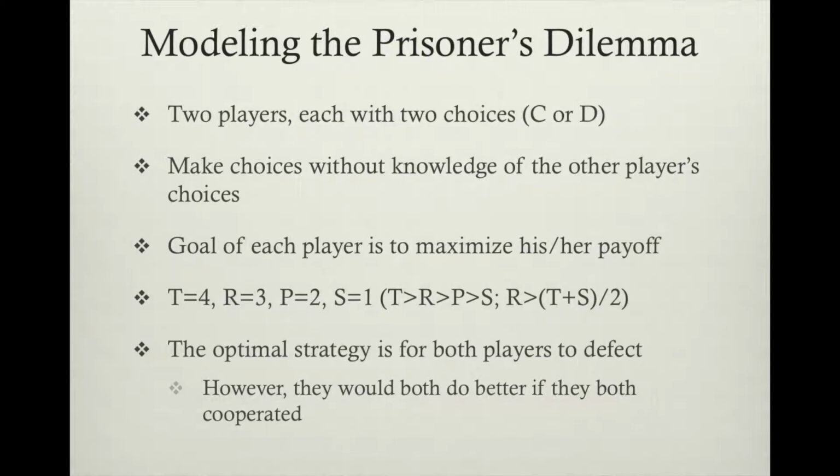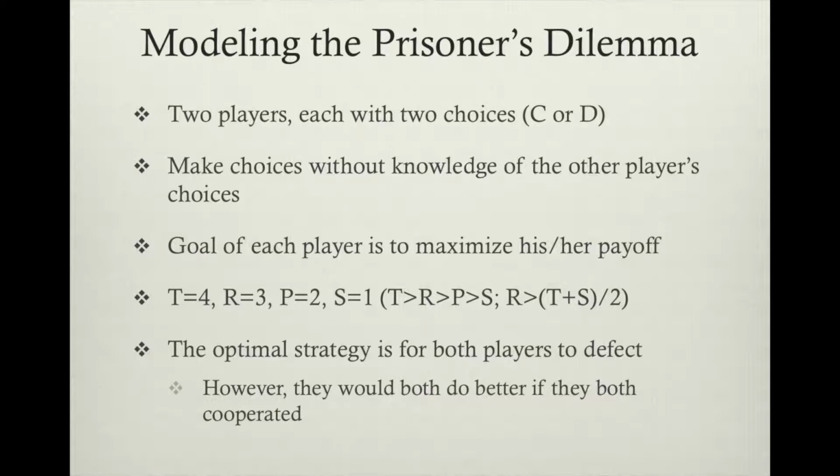So when we think of this as a dyadic interaction, we can set up a matrix that summarizes what our payoffs would be. We have two players. We have two possible choices: cooperate or defect. In a prisoner's dilemma context, there is no communication between those partners. They have to make their choices independent of the other player's choices. The goal of each player is to maximize his or her payoff. We can think of a context where T is 4, R is 3, P is 2, S is 1. It could be 5, 3, 1, and 0, etc.